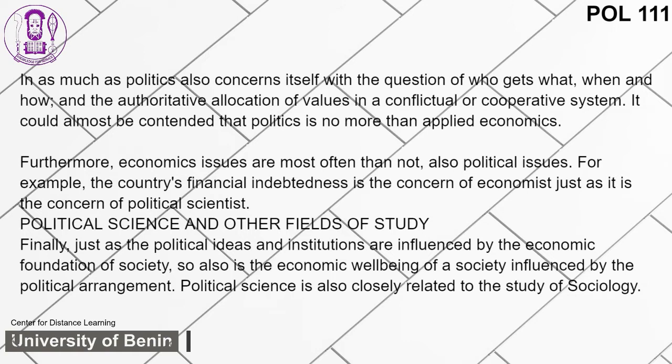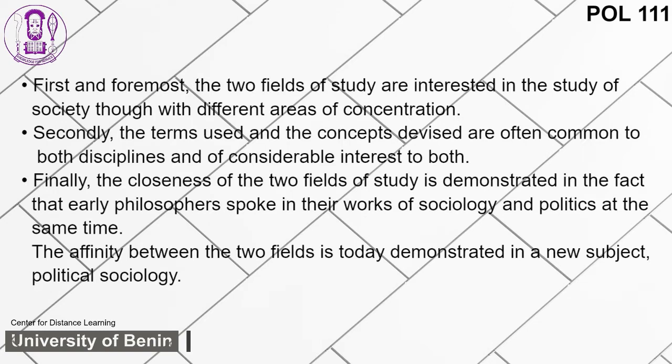Political science is also closely related to the study of sociology. First and foremost, the two fields of study are interested in the study of society through different areas of concentration. Secondly, the terms used and the concepts devised are often common to both disciplines and of considerable interest to both. Finally, the closeness of the two fields of study is demonstrated in the fact that early philosophers spoke in their works of sociology and politics at the same time. The affinity between the two fields is today demonstrated in a new subject, political sociology.